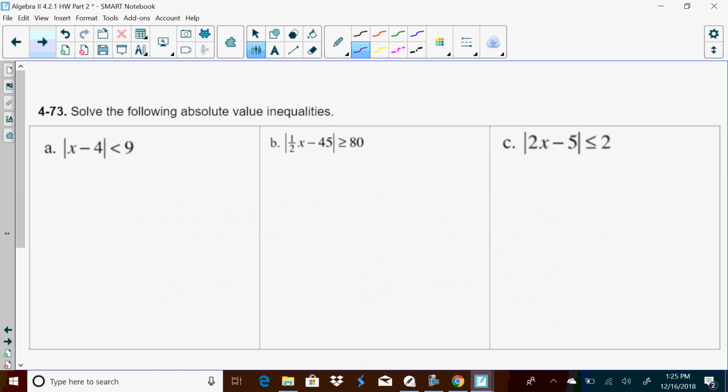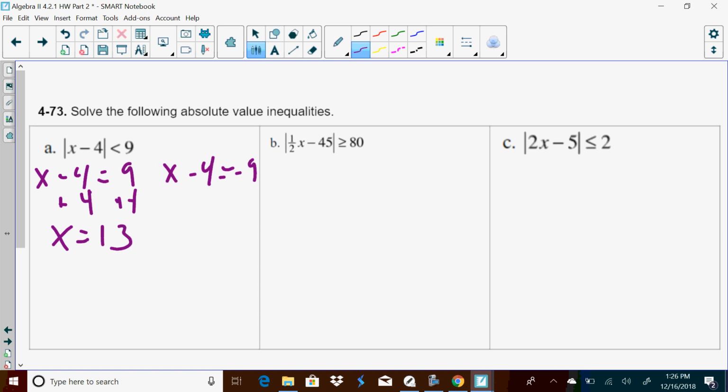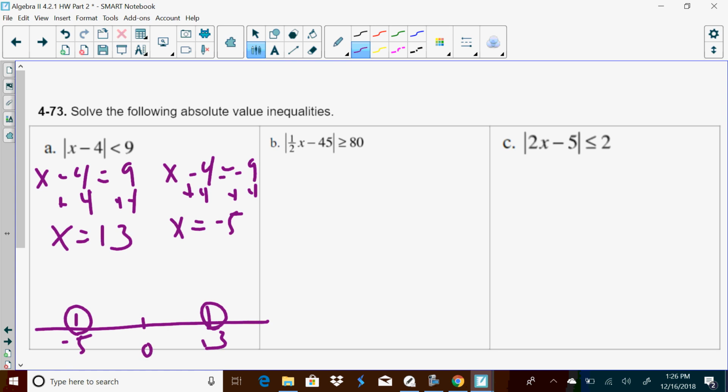Problem 73, solve the absolute value inequalities. So inequalities, so we're going to have to graph them to figure out where the actual answers are. So I add 4 to both sides, so I get x. One of the boundary points is 13. The other one is -5. So 13, -5. They're open circles. So I'm going to test 0. So 0 minus 4 is -4. The absolute value of -4 is less than 9. It's true. So the answer is between the two. So the answer is actually -5 is less than x, which is less than 13.